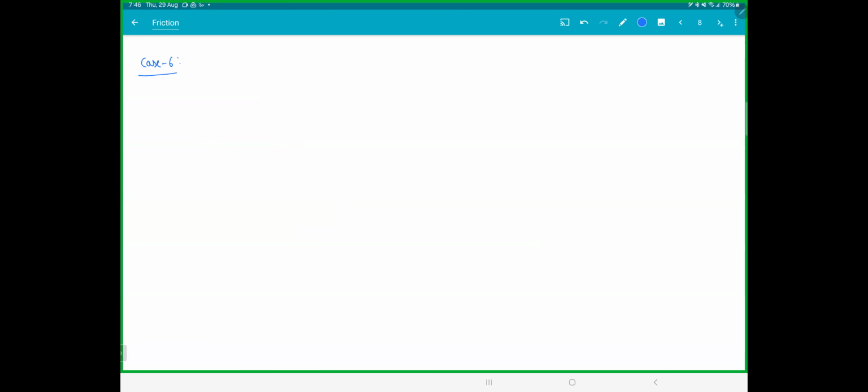Take care, take care. Case 6. Let's say this is a good one. We have A here, we have B here. Let's say speed of A is 6 meters per second. Acceleration of A is 1 meter per second square. Now, how did we get these velocities and accelerations? Don't worry about that. Speed of B is 2 meters per second. Acceleration of B is 2 meters per second square. Now, can you tell me the directions of friction?